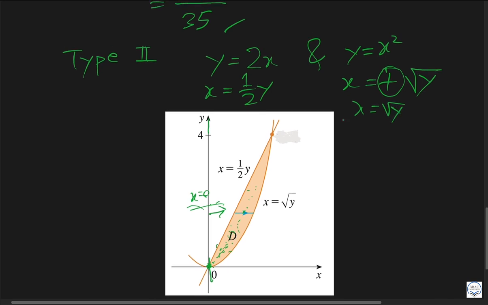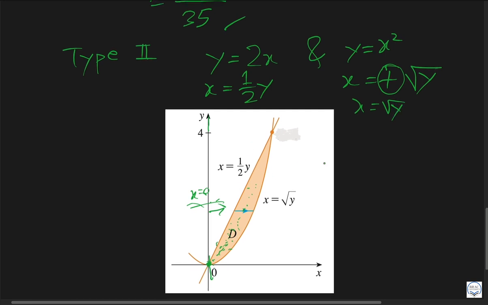Okay, so let's rewrite this. So x equals square root y, and then we will identify which lines are this. So this is a straight line, y equals twice x. It's the same line, just the way of writing x and y has been changed. So x equals half y is this line.